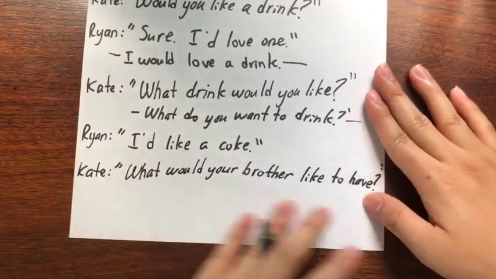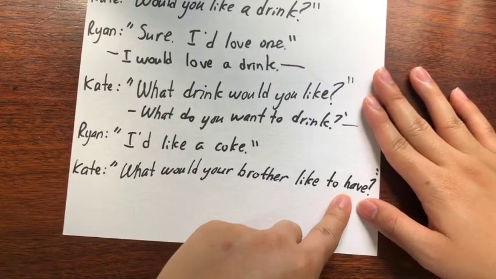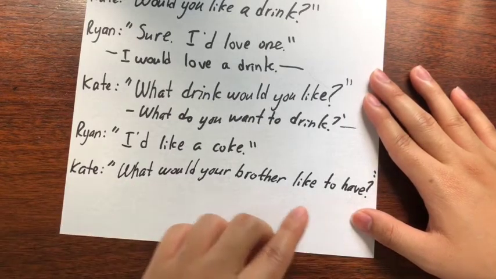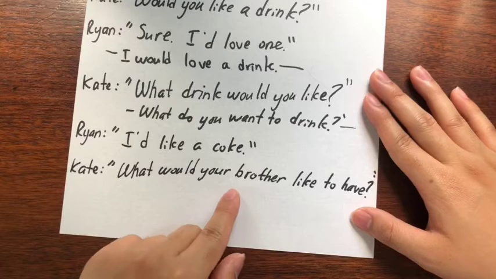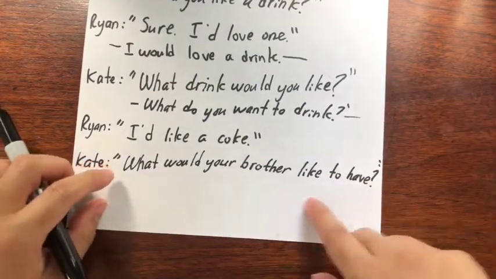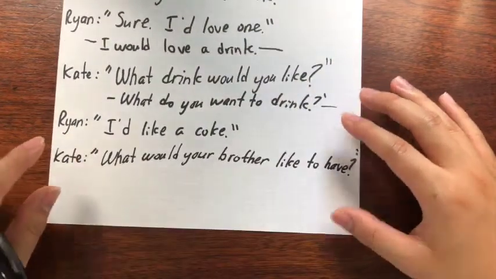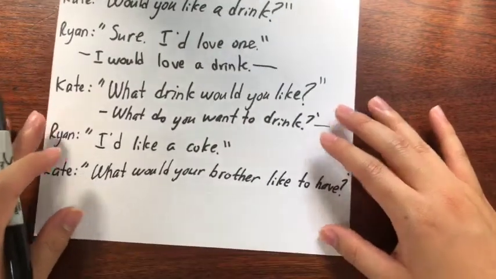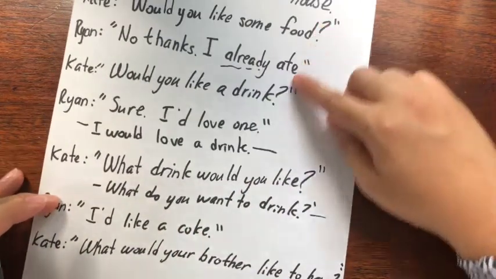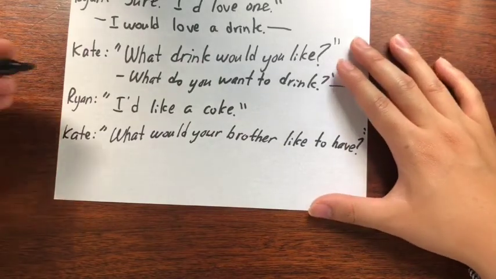Well, when we use it in a story like this, to have means to eat or to drink. So when Kate asks, what would your brother like to have? She's asking, what does your brother want to eat or drink? That's what to like to have means here, because we were talking about food earlier. So we can use like to have to mean that Kate is talking about food and drinks. So she's asking, what does your brother want to eat or drink?